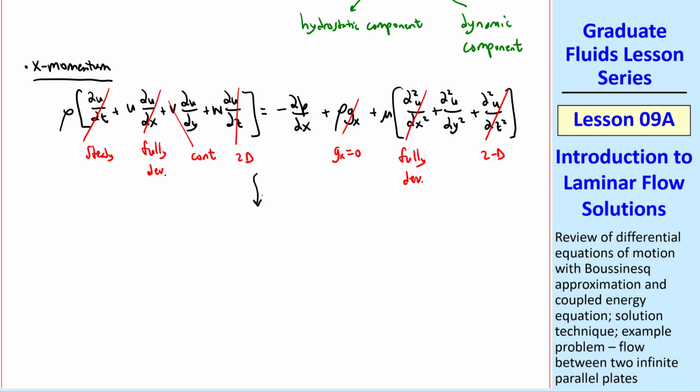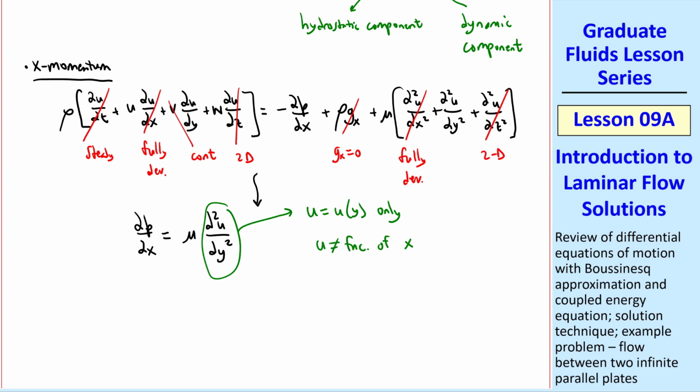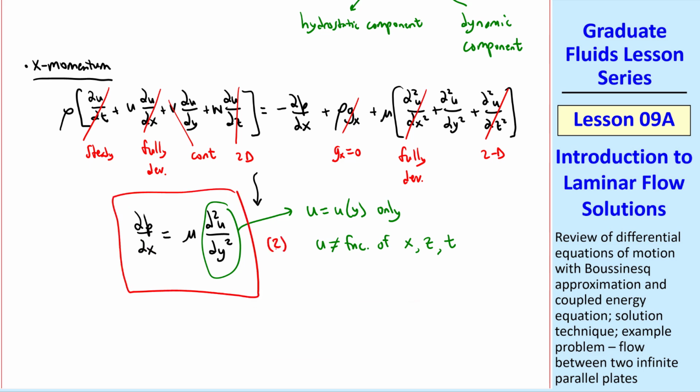So this long equation reduces to only two terms, ∂P/∂x equals mu d squared U/dy squared, where I use d instead of ∂, since U is only a function of y. It's not a function of x because it's fully developed. It's not a function of z, since it's 2D, and it's not a function of time, since it's steady. So the partial derivatives can turn into total derivatives. But we kept ∂'s here because P is a function of both x and y. Let's call this equation 2.